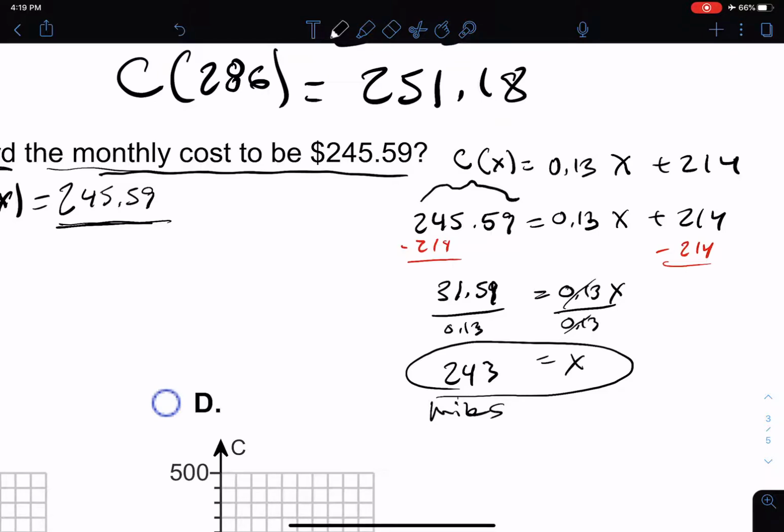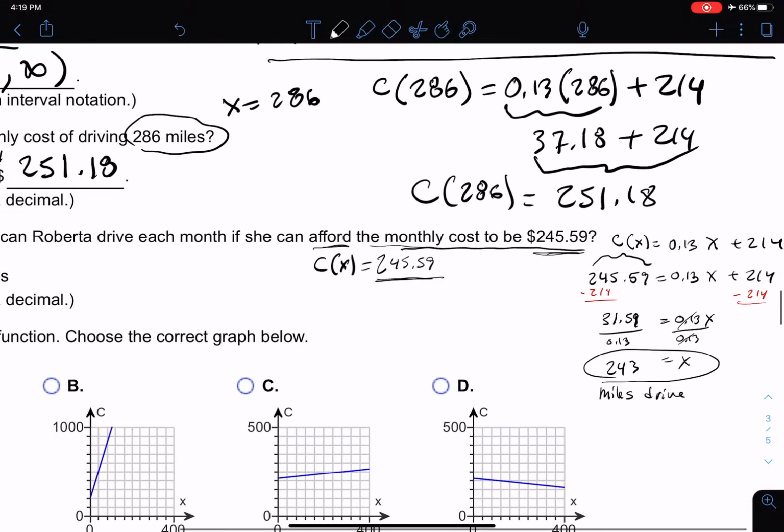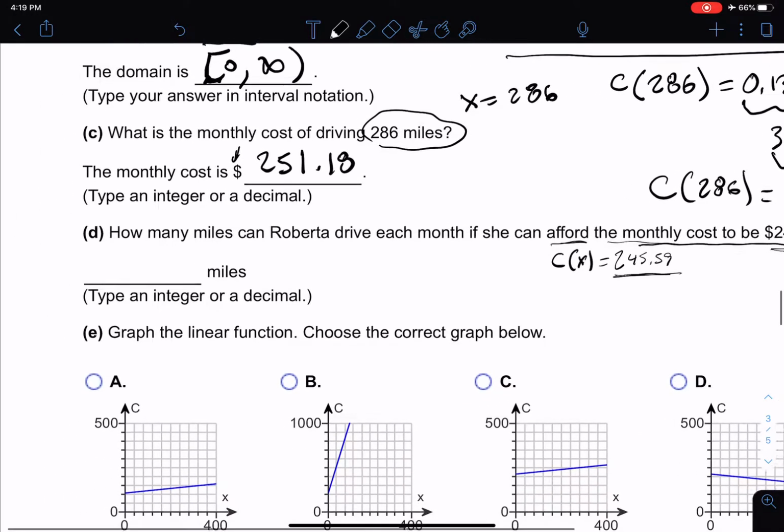243 miles driven. So if you drive 243 miles, it will cost you $245.59, which is what she can afford. So that tells her, okay, you can drive 243 miles with that budget.